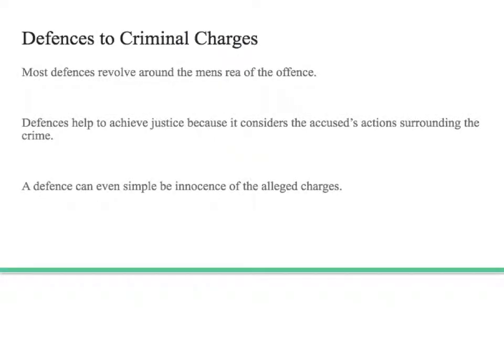So most defences revolve around the mens rea of a defence. Defences help achieve justice because they consider the accused's actions surrounding the crime. Defences operate to justify the accused's actions and therefore either remove or reduce, as a partial defence, which we'll get into at the end of this video, their criminal culpability. If you think about the essential elements of a crime, which are being consciously involved in a prohibited conduct, you'll note the specific defences, if proven, operate to remove one of these two elements, therefore precluding the prosecution from proving their case beyond a reasonable doubt.